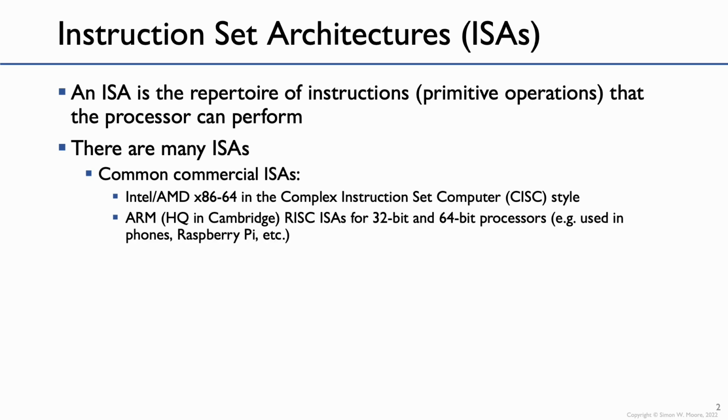And then we have reduced instruction set computers, RISC. A good example of this is the ARM processor, who have their headquarters in Cambridge, and they produce 32-bit and 64-bit processors used in mobile phones, Raspberry Pis, and many other devices.